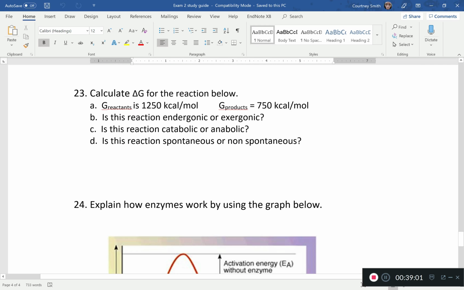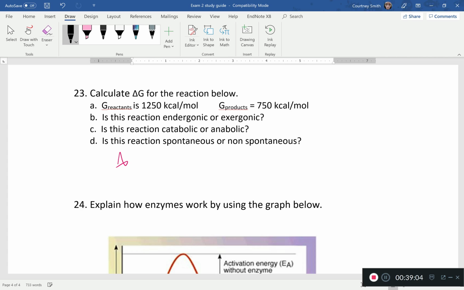Remember that, ooh, that's an ugly delta. So we have delta G, oop, it is capitalized, not lowercase. We want our final state minus our initial state. Our final state is 750, I believe. Yes, it is 750, minus our initial state, which is 1250. So then that equals negative 500.